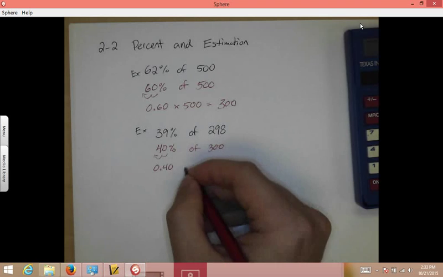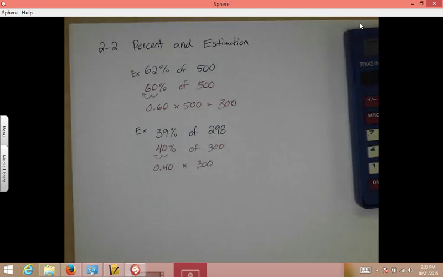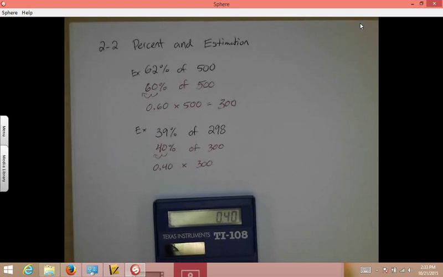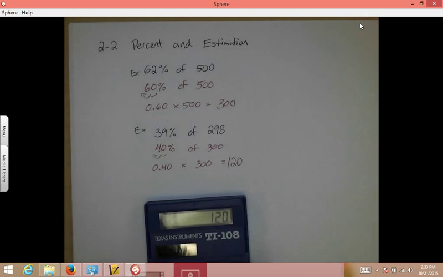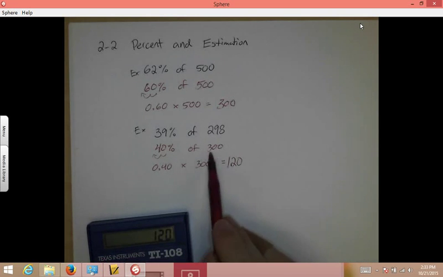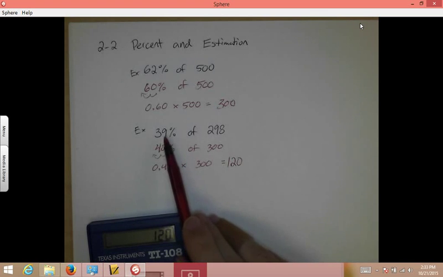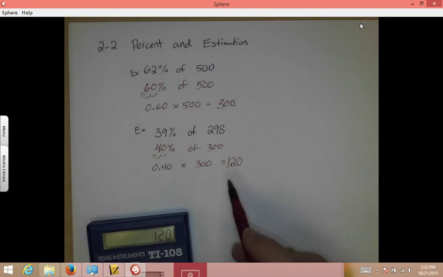Now, since we're changing the numbers, we're not getting the exact same answers as if we did it with those problems. And that's fine. This is an estimate. This equals 120. So basically what this tells us is that since 40% of 300 is 120, we assume, or we guess, we estimate, that 39% of 298 should be very close to 120.